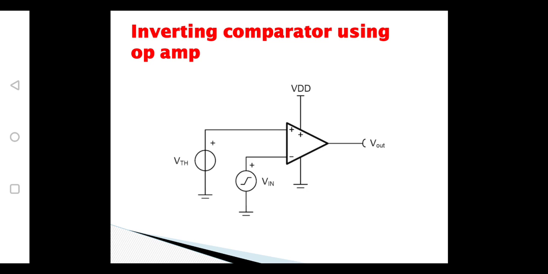If we observe the output waveforms of a comparator, the input waveform we are giving is a sine wave, but the output waveform we are getting is similar to a square wave. So a comparator converts a sine wave or continuous wave into two-level discrete values, whether it may be a rectangular wave or a square wave.